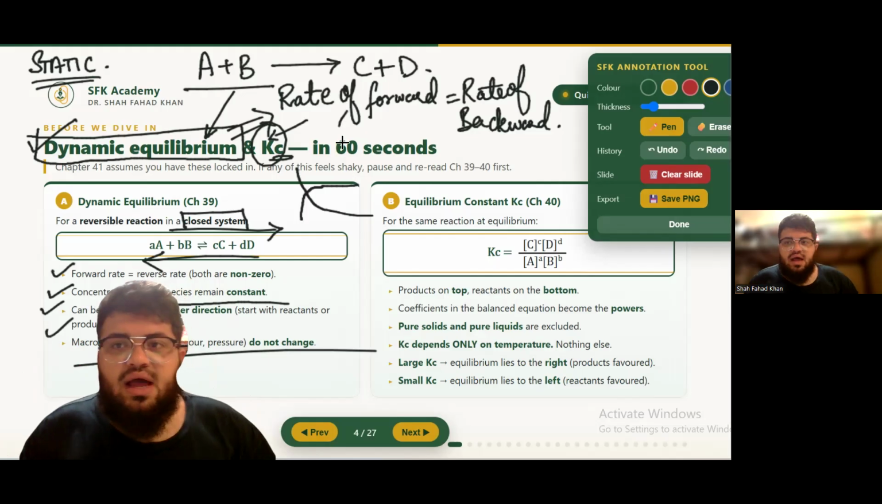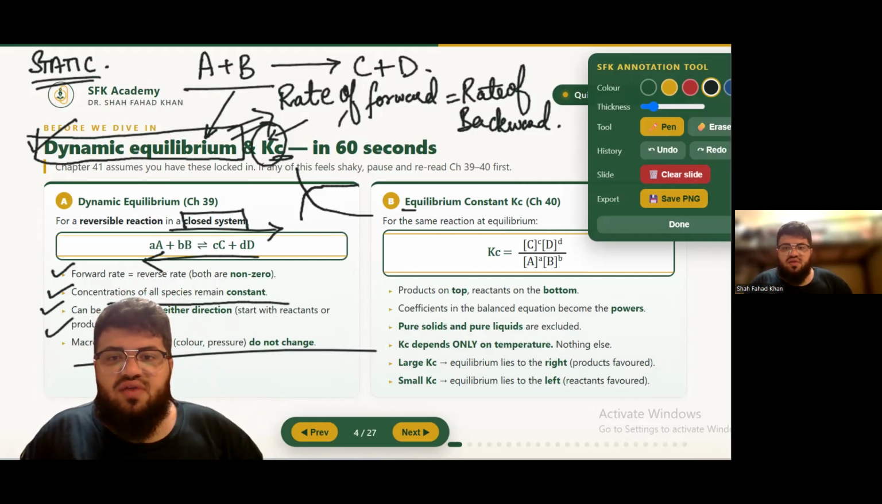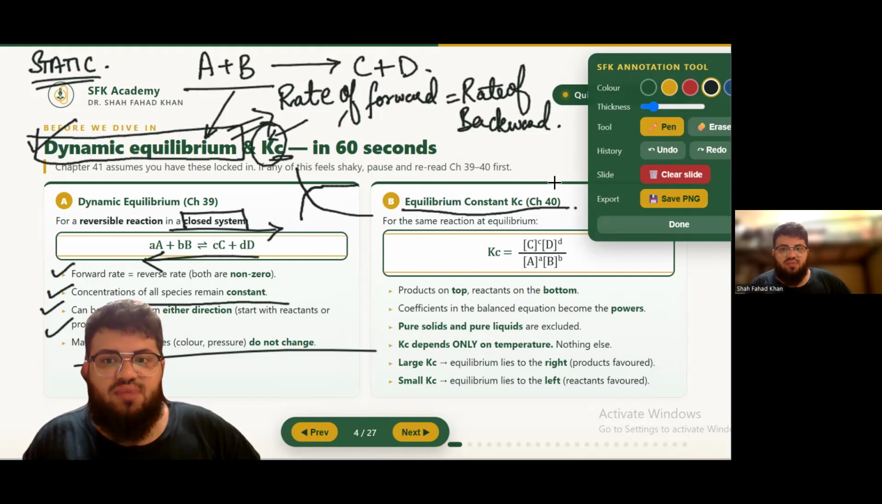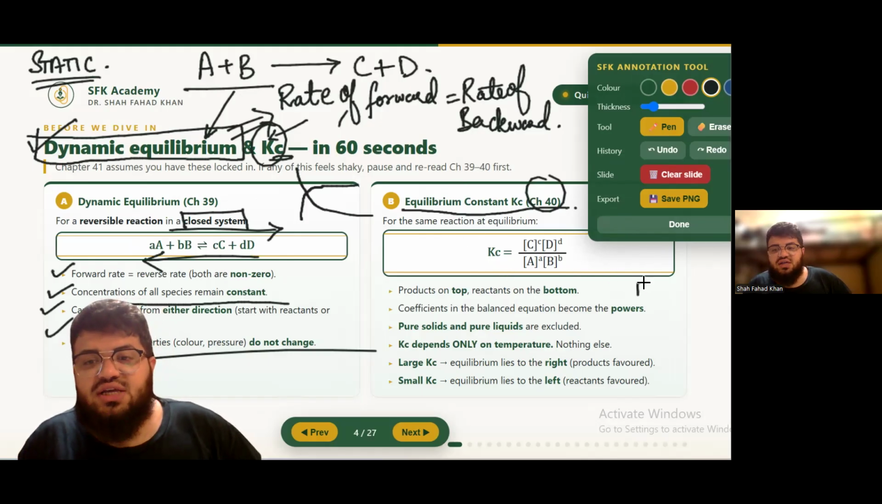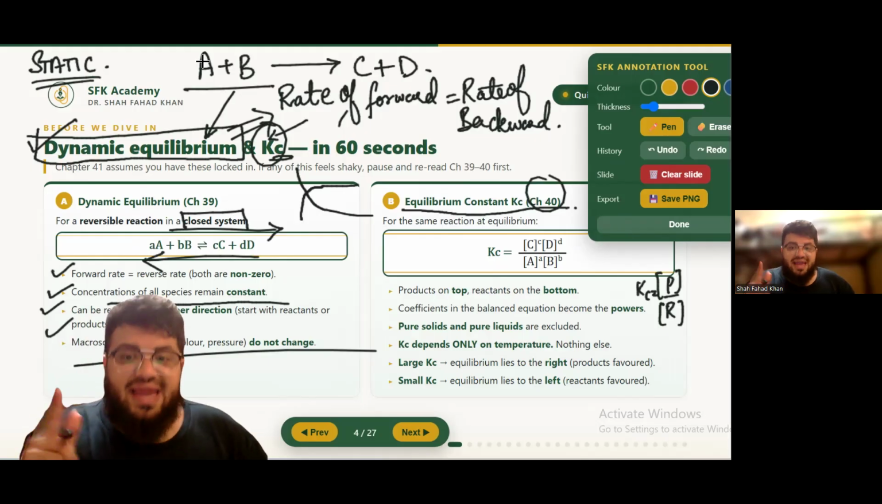Okay. Let's move on. Now, equilibrium constant Kc, the formula of Kc. How do we calculate Kc actually? You might have studied this in chapter 40 as well, because this isn't actually something new. So let's look at it. Kc equals products divided by reactants. But what exactly? The concentration of products divided by the concentration of reactants.